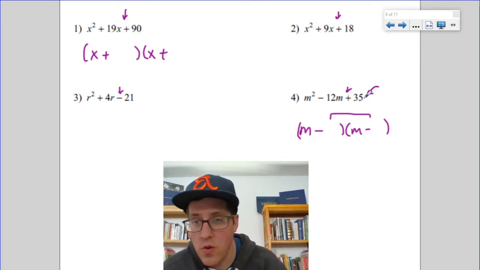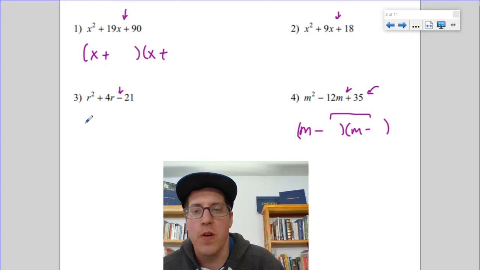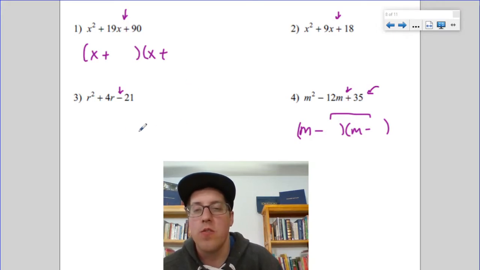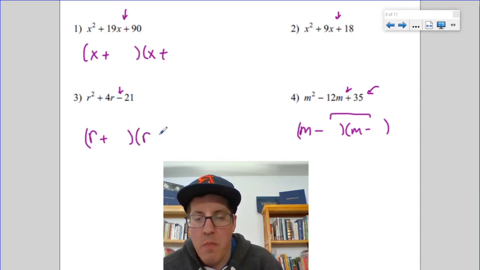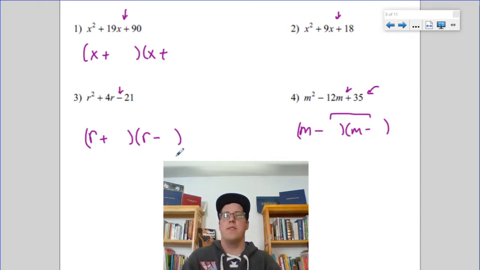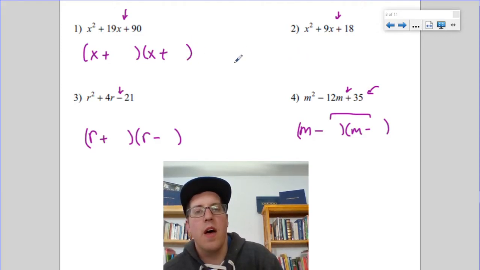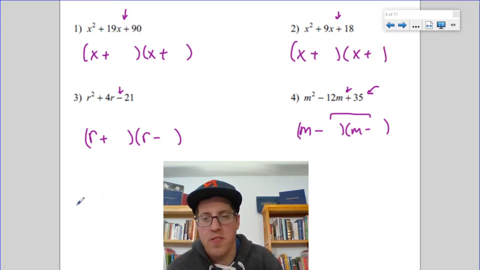So the first thing you do is you look for the signs. If we've got a negative constant term, then we're going to have our lasts be one positive and one negative. So for example, for problem 3, we're going to have r plus for one positive last and r minus for one negative last. Now, there's one nice thing that we can remember, and that's if we see all plus signs, our problem's going to have all plus signs. All right, so first step, look for the signs.